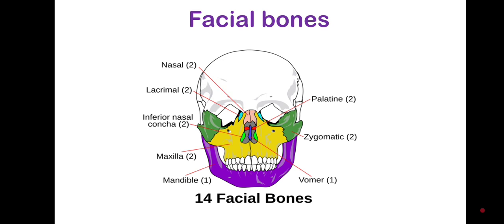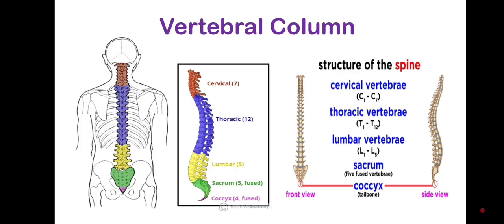Then the palatine part, it's in the roof of our mouth. It means in the hard palate area. Then the vomer. The vomer is dark blue in color. So it forms the nasal septum. And the inferior nasal concha, it's in the nasal cavity. Now let's move into our vertebral column.